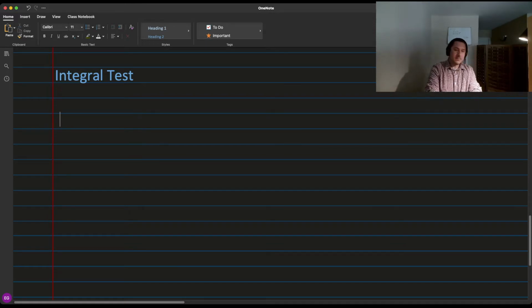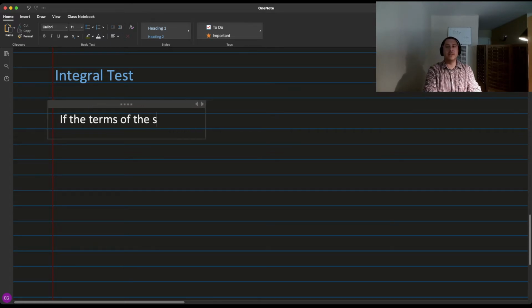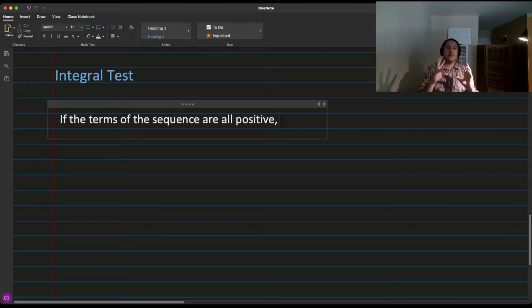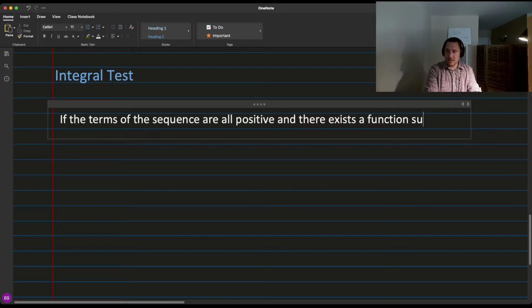Okay. So this only works if the terms of the sequence are all positive. Remember how we said the series is the sum of all the terms in the sequence? You need all the terms of the sequence to be positive, because otherwise stuff cancels out and it's weird. So if the terms of the sequence are all positive, and there exists a function such that... I have to write this.